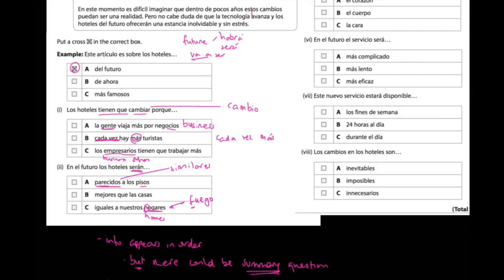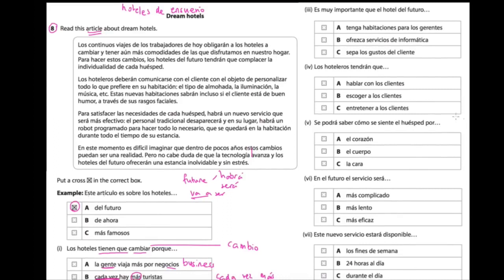Let's have a look at the next question. Es muy importante que el hotel del futuro. It is very important that the hotel of the future. And if you remember what we said earlier, notice here, es muy importante que. So this is going to be in subjunctive, okay?